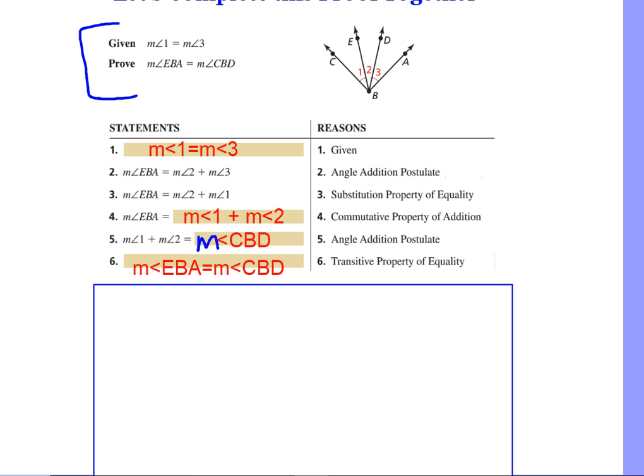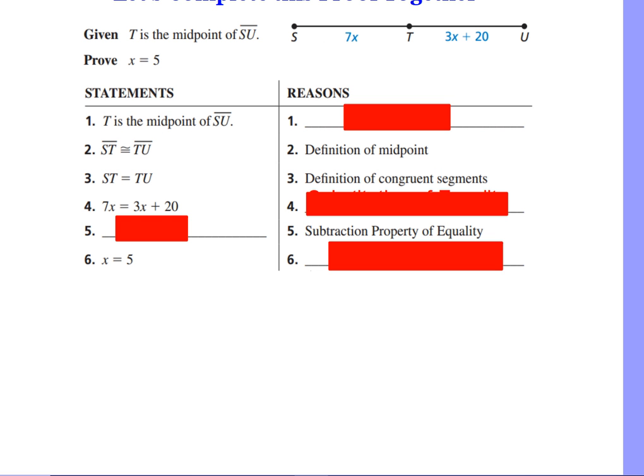Let's take a look at another one together, where it's more of a fill in the blank. In this example, we're going to be utilizing some segments. So once again, what is given to us always starts. So T is the midpoint of SU, and the goal is to show that X equals 5. So we start with what's given. T is the midpoint of SU. The fact that T is the midpoint tells us that ST and TU are congruent to each other. So they are congruent because T was the midpoint.